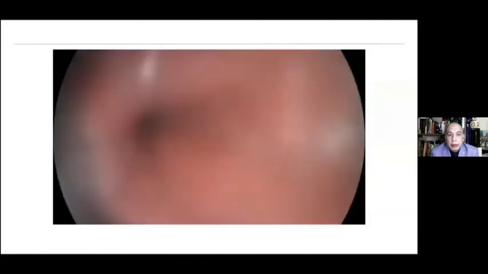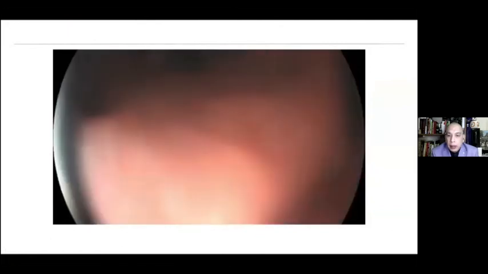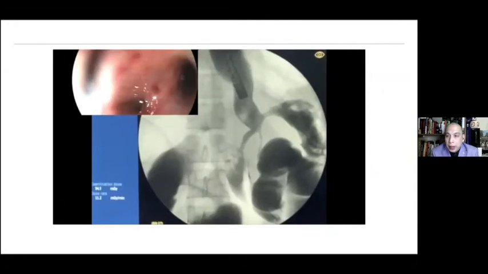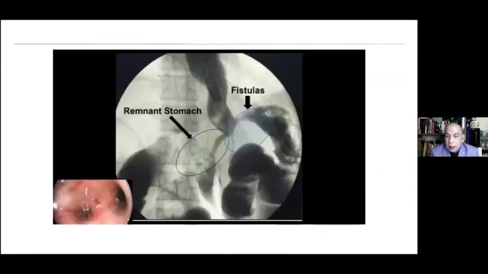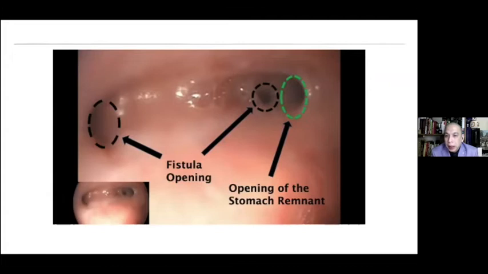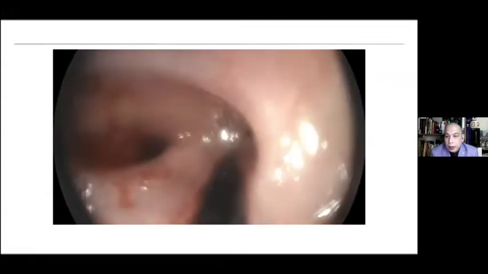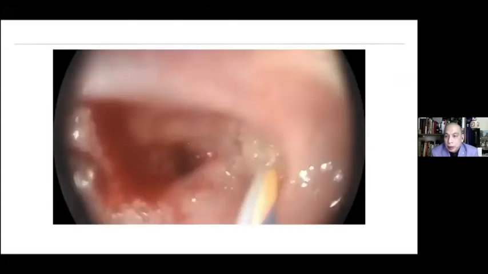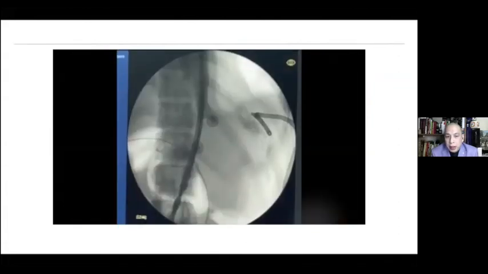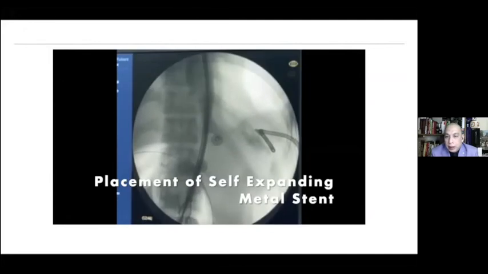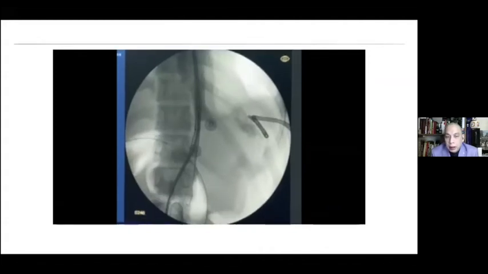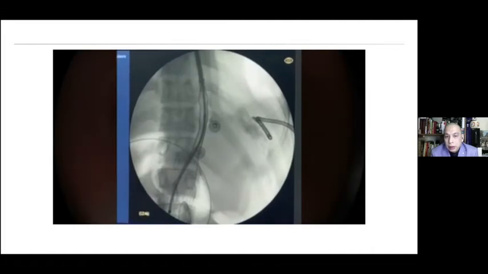Another video showing you a patient who had sleeve gastrectomy, but there are so many connections into the other parts of the abdomen: a fistula into the splenic area, a fistula outside the stomach, and then of course there's a portion that only connects a small tract to the remnant stomach. And we can place a metal stent to be able to cover the fistula and be able to reconnect that esophagus to the stomach.